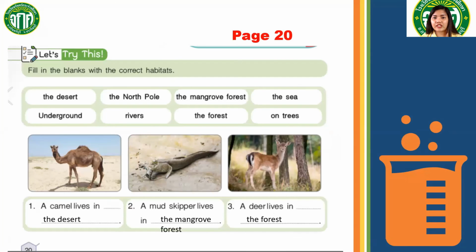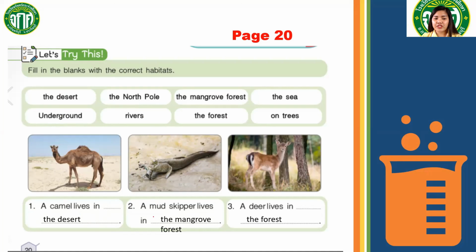So we have an activity here in page 20. All right, everyone, kindly open your book, go to page 20. Fill in the blanks with the correct habitats. We have here animals. The options are the desert, the North Pole, the mangrove forest, the sea, underground, rivers, the forest, and on trees. So a camel lives in the desert.